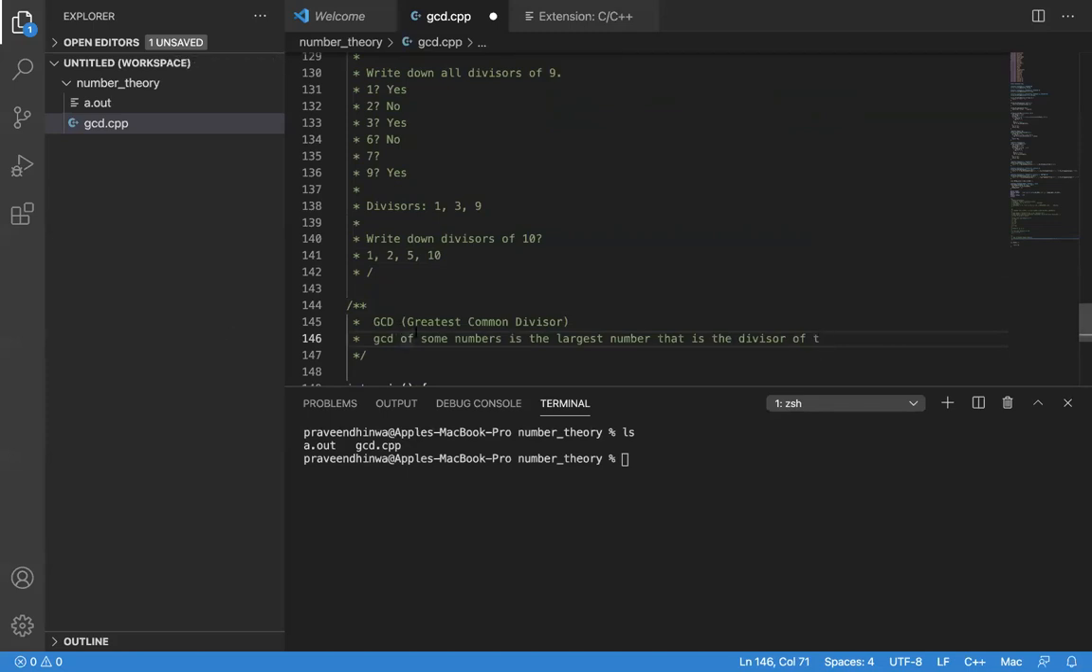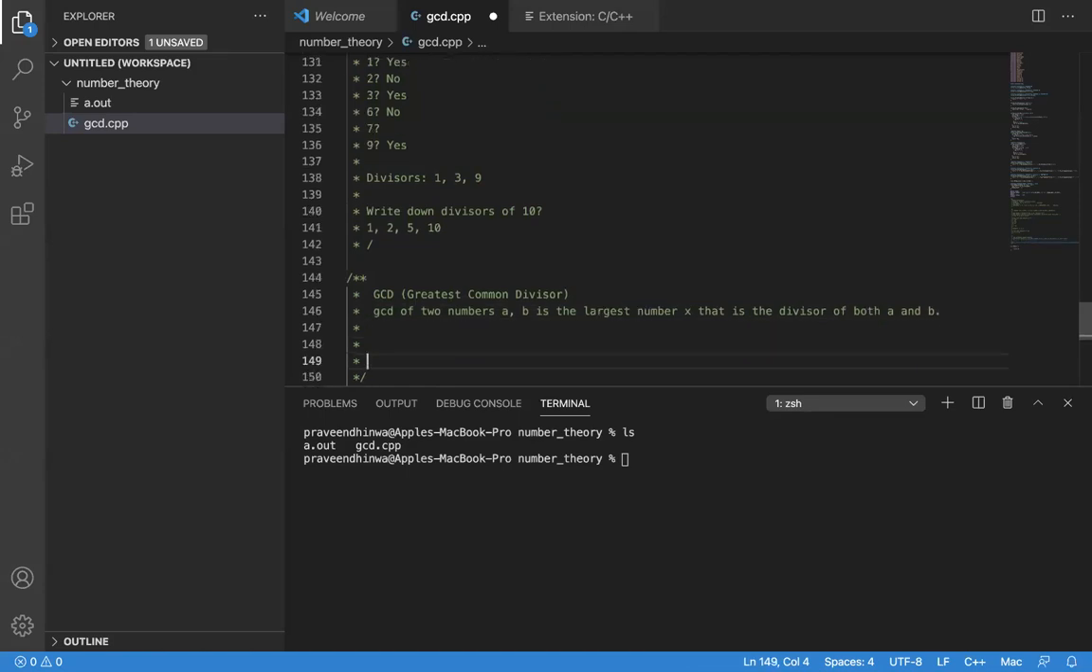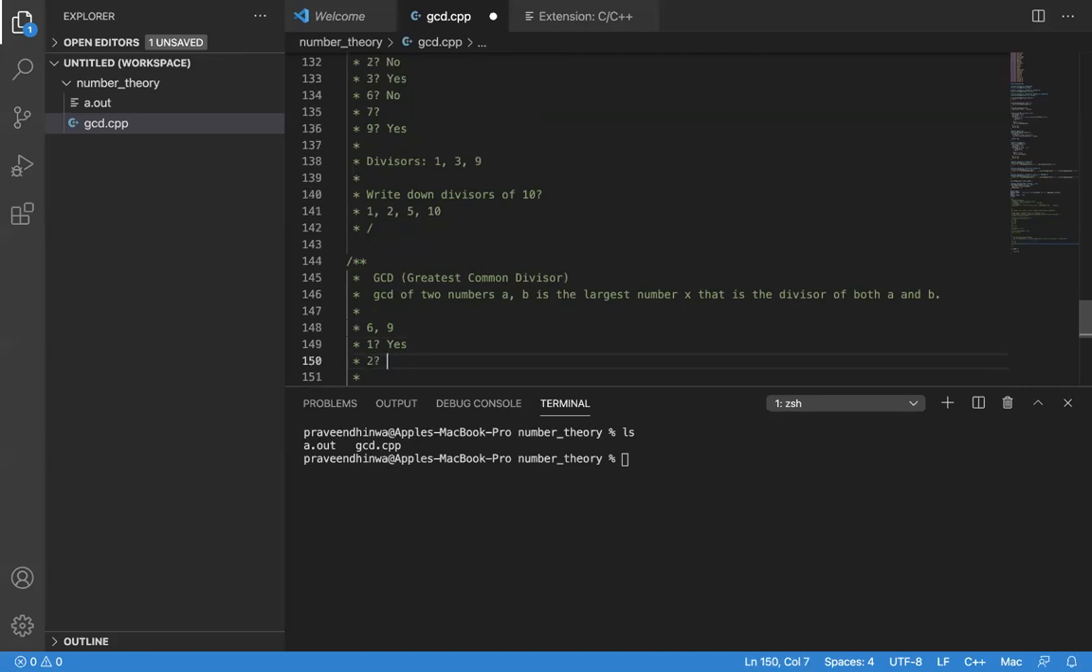Let's first define GCD of two numbers. GCD of two numbers a comma b is the largest number x that is a divisor of both a and b. So the largest number which divides both the numbers a and b will be the GCD of the two numbers. For example, 6 and 9. What is the largest number that divides both 6 and 9? Does 1 divide 6 and 9? Yes. Does 2 divide 6 and 9? 2 divides 6 but doesn't divide 9, so it's not a common divisor.